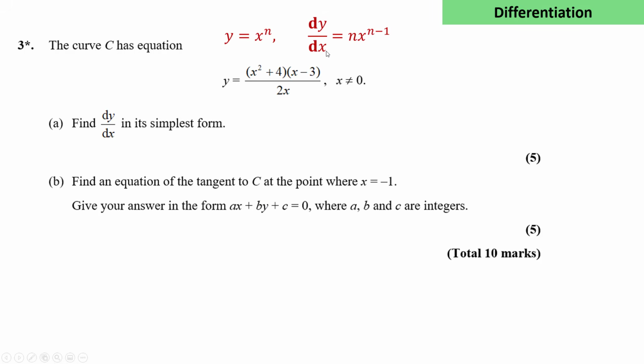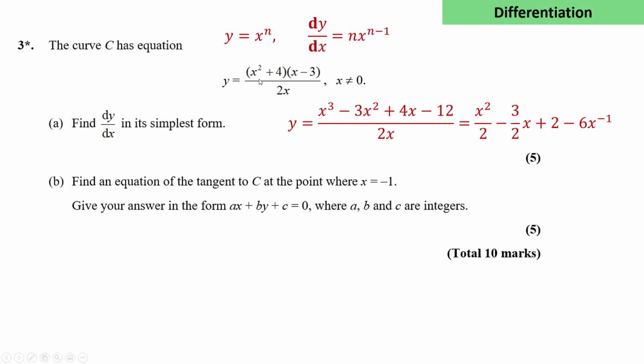The only way we can differentiate at the moment is by using this recipe. So we have to convert the equation into that form. We expand the brackets and then we divide each term in the expansion by 2x to give us x squared over 2 minus 3 over 2x plus 2 minus 6x to the minus 1.